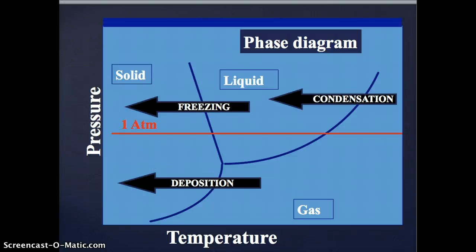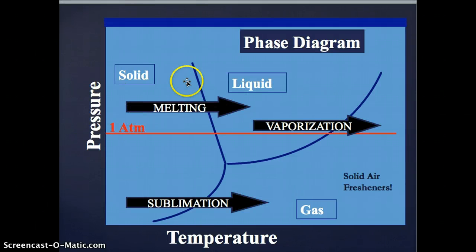And the other three are melting. So solid to a liquid is melting, also known as fusion. So don't forget, melting and fusion are the same thing. Then vaporization, liquid to a gas, and sublimation is, think of dry ice. Sublimation, dry ice. Sublimation is when you go from a solid into a gas.